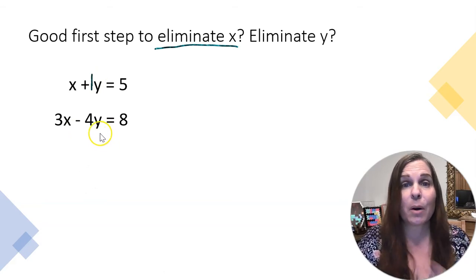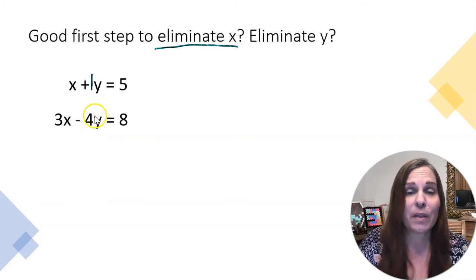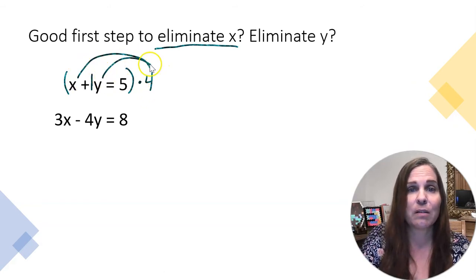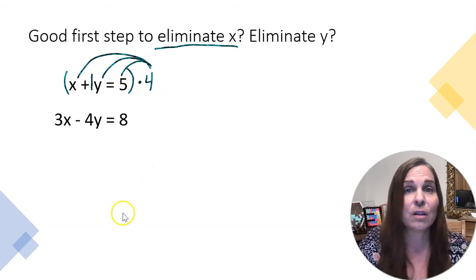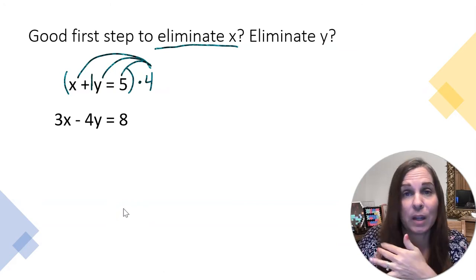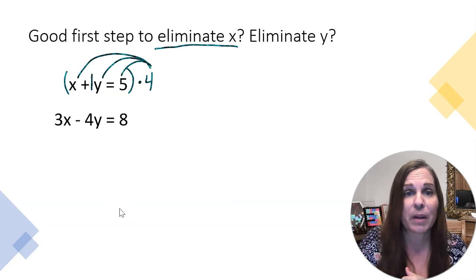Again, I want them to be opposites of each other. The good news is they're already opposite signs, right? I already have a positive and a negative. So if I want them to be opposites of each other, I could multiply this top equation by 4. Let's see what that looks like. It's kind of like distributing, right? I'm going to multiply each term, including this answer, which we would call the answer that's on the right, both sides of the equal sign. Everything gets multiplied by that 4.